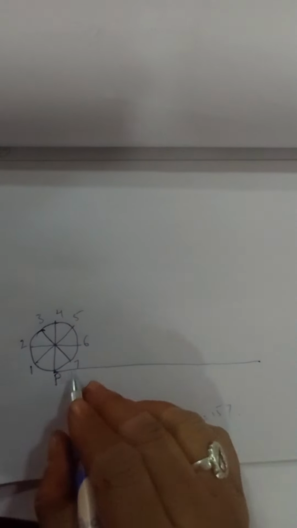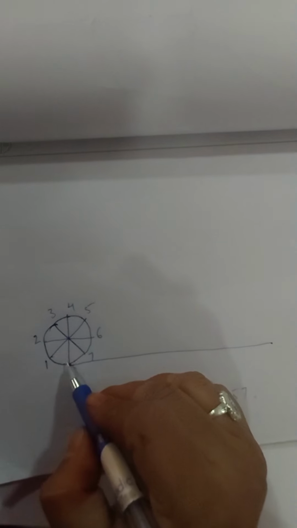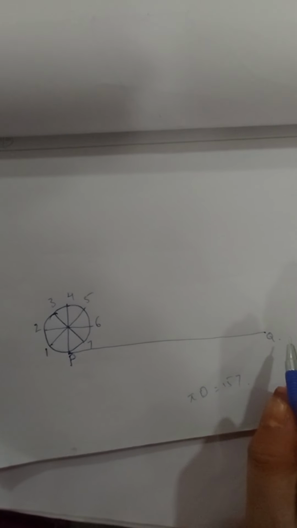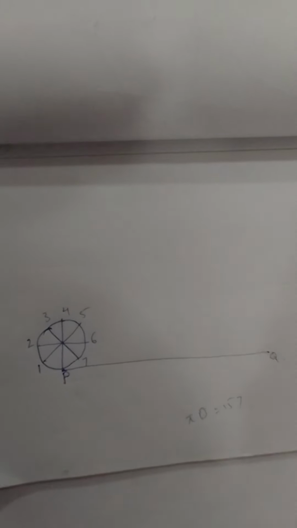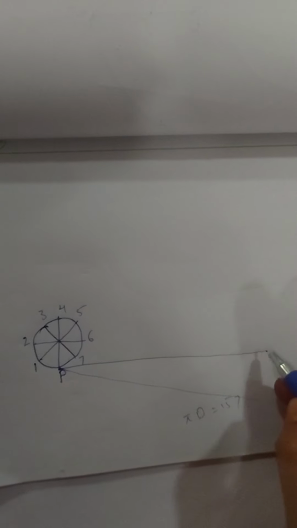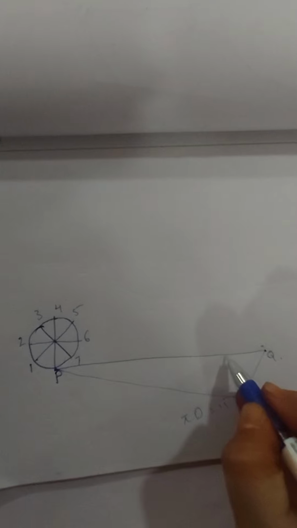Here we will get 157 mm for 50 mm diameter. So draw the line and divide this line PQ into 8 equal parts, which should be equal to the number of divisions on the circle. So by using geometrical constructions, divide this into 8 equal parts.